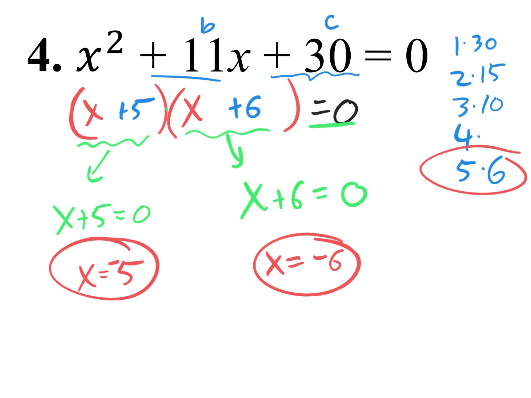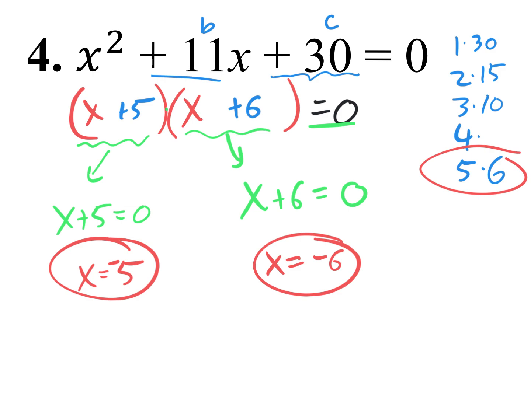Another way you could double check your answers on this worksheet is to go to Desmos and type in y equals x squared plus 11x plus 30. And you will see that it's opening up with the pattern 1, 1, 2, 4, 3, 9, and it crosses the x-axis at negative 5 and negative 6. And those are your solutions. The x-intercepts are the solutions.